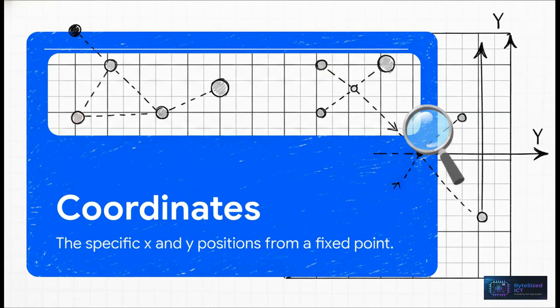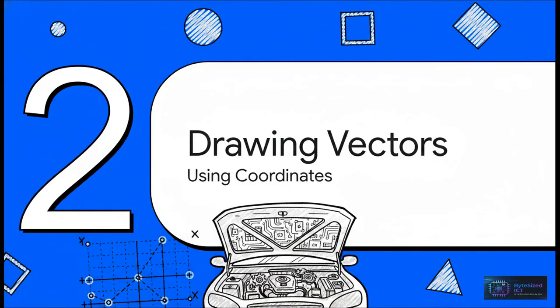But that begs the question, how does the computer actually know where those dots belong in the first place? Well, that is where coordinates come in. Coordinates are the specific x and y positions on a grid, and they're always measured from a fixed starting point. So, the x-axis runs horizontally, side to side, and the y-axis runs vertically, up and down. These coordinates basically act as the actual map that tells the computer exactly where to place those dots for our digital dot-to-dot puzzle. Moving right along to section 2, drawing with coordinates.